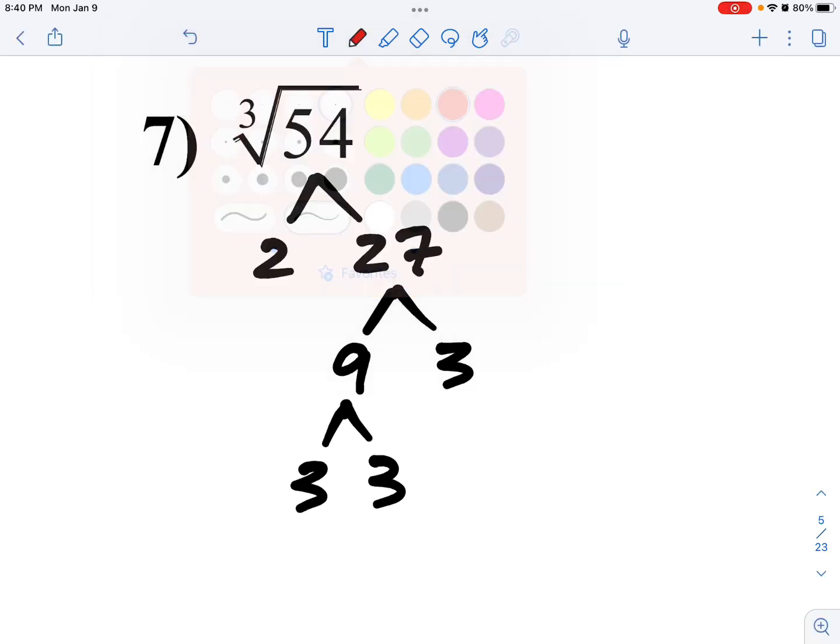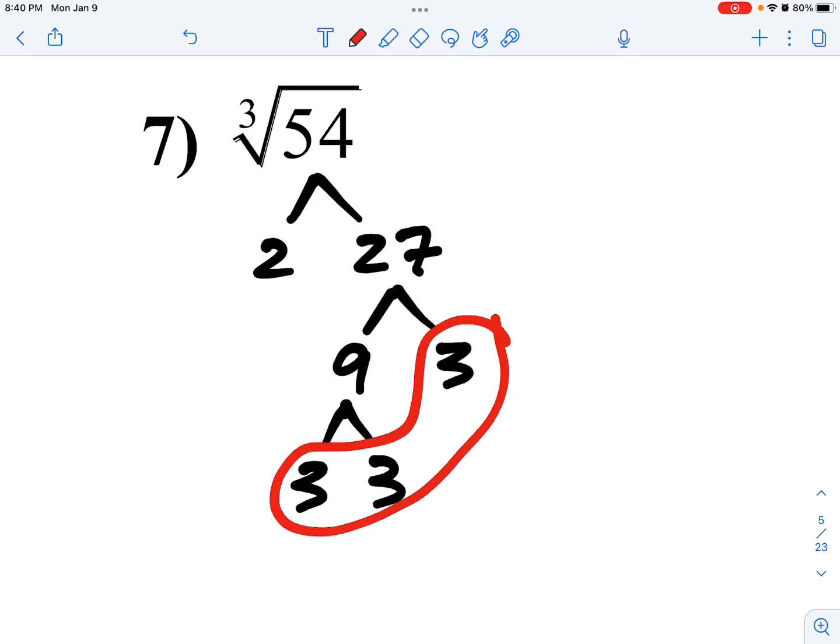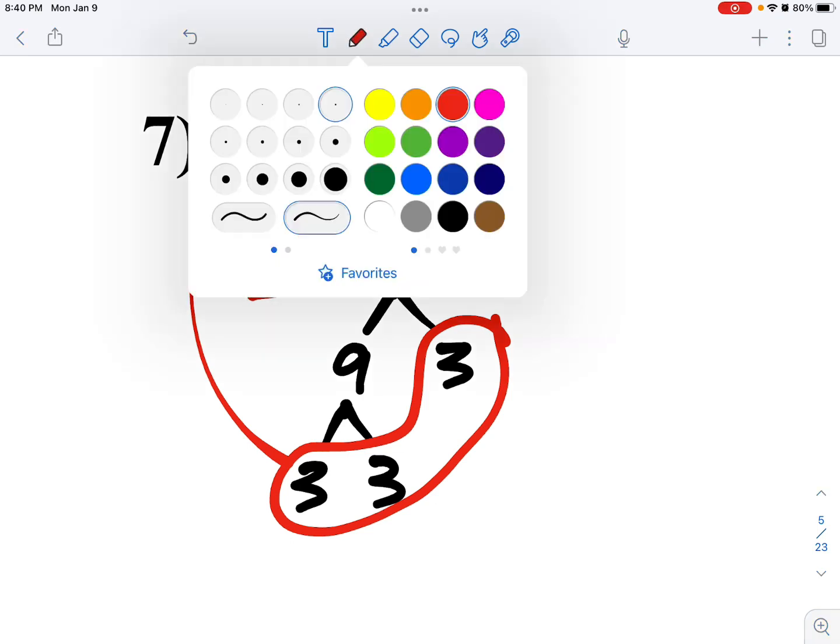Okay, so now don't go circling partners because this is a different kind of radical. This has a 3 in front of it, so that means we need groups of 3. Found a group of 3. They get to get out of jail. That 2, don't lose it at the very beginning. That has to stay inside. It doesn't have any friends to break out of jail with it.